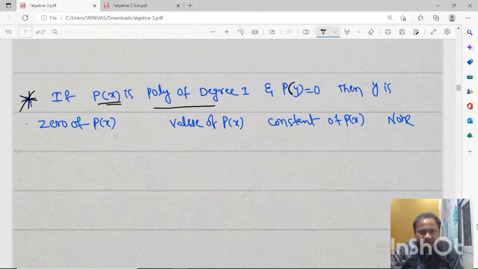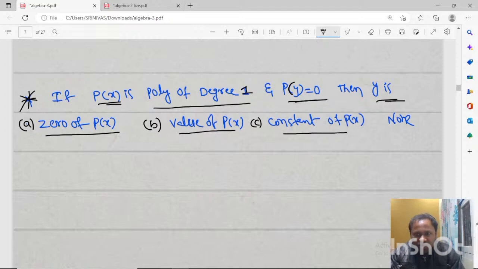If P of x is a polynomial of degree 1, and P of y is equal to 0, then y is. What is the correct answer? First option, 0 of P of x. Second option, value of P of x. Third option, constant of P of x, and fourth option is none. Anybody can guess the correct answer. What will be the answer?